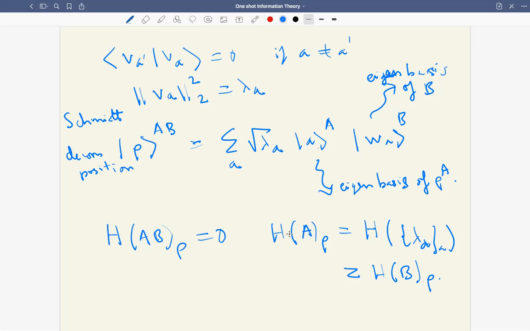This automatically tells you that rho A and rho B have different eigenvectors, one is A and the other is WA, but they have the same eigenvalues. So their entropies are the same. This is one way, but the Schmidt decomposition is beautiful. It tells you a lot of other things.